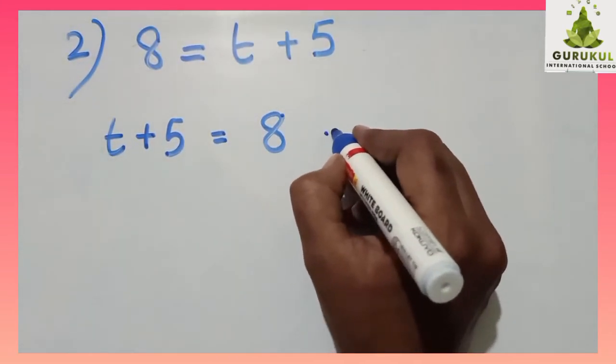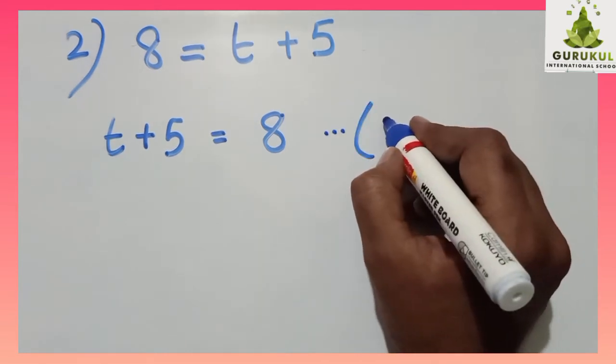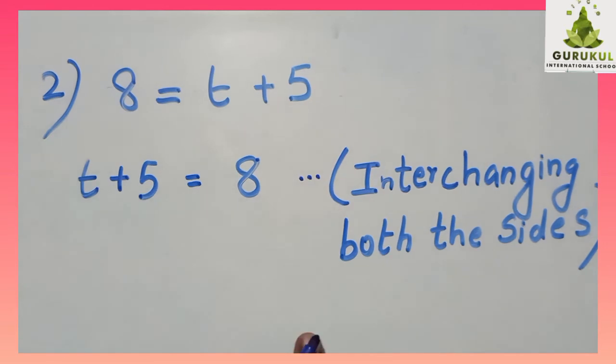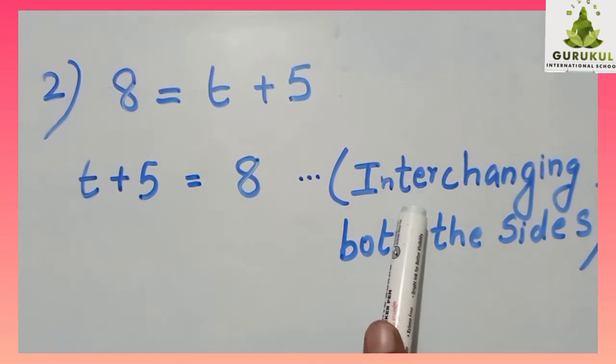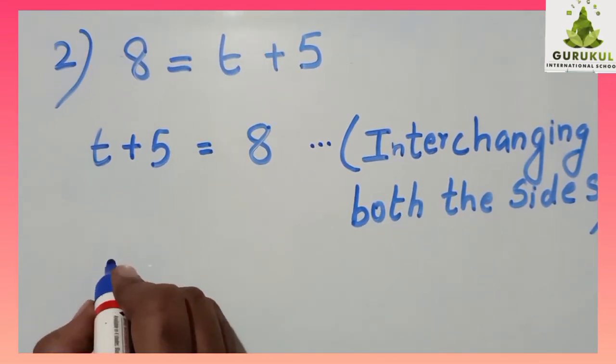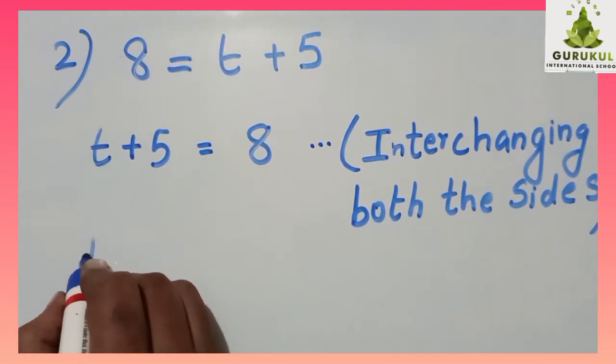In the bracket you write the reason: interchanging both the sides. Reasons are compulsory here. I am interchanging both the sides, so I wrote the reason here. Reason is compulsory in such questions. Now I want to find the value of t.